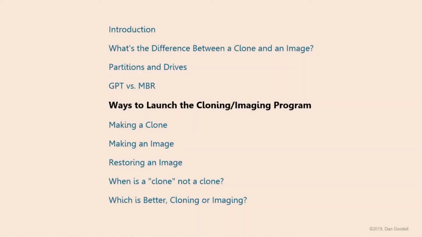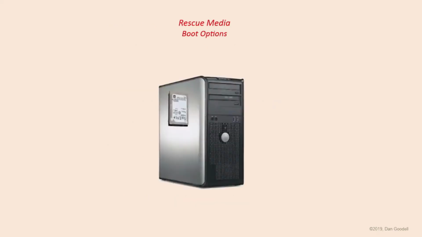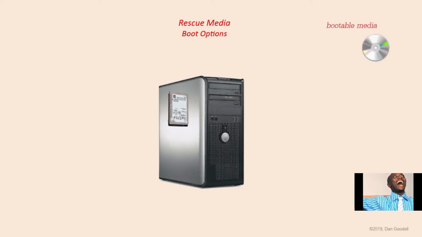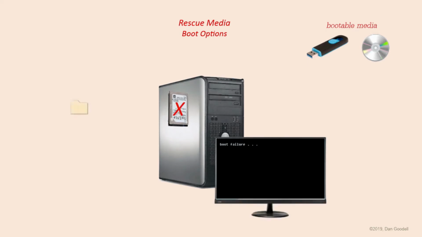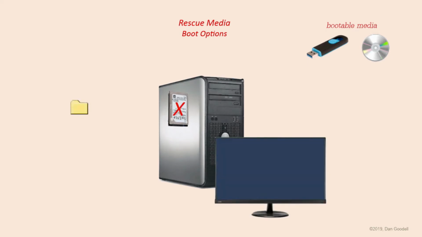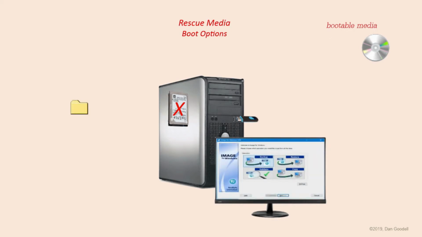In each case, you'll decide which is the best method to launch your cloning or imaging program. Many programs have a Windows component for launching from Windows, and all must have some method of creating alternate boot media, sometimes called rescue media. This is a bootable CD or bootable USB stick that you can boot from if you can't boot into Windows for some reason. For example, if your hard drive crashes and you want to restore from an earlier image, you'll need to be able to boot from a CD or a USB stick to get to your image restore program.